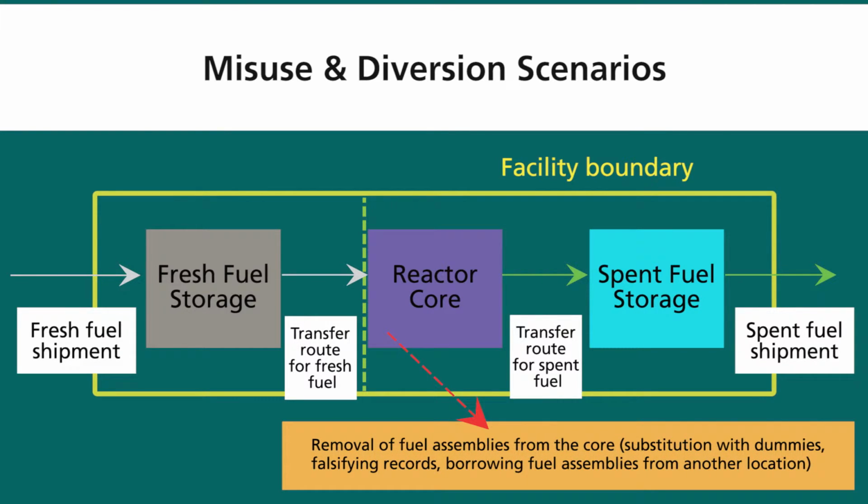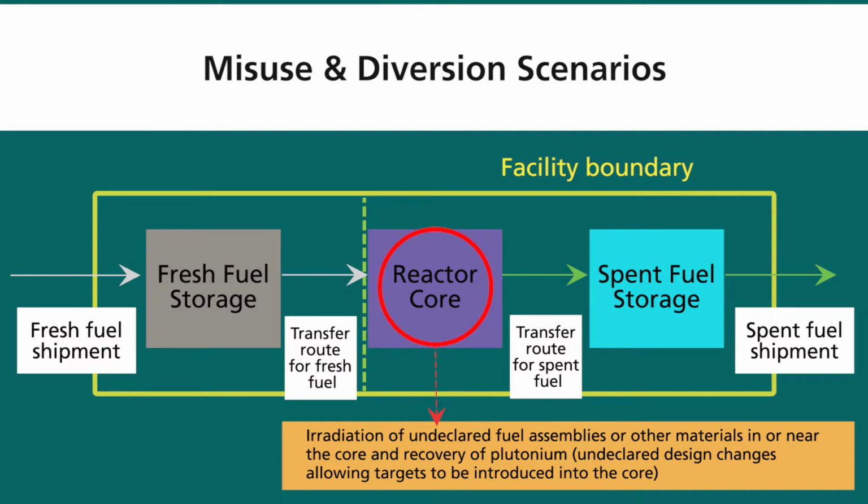Another scenario to consider is removal of fuel assemblies from the reactor core itself. Again, they could be substituted with dummies, or there could be falsified records or borrowing from another facility. Another diversion or misuse scenario could be irradiation of undeclared assemblies in the reactor, or use of maybe some sort of targets or something within the reactor core. Some concealment methods for this scenario would be undeclared design changes to allow targets or other assemblies to be introduced to the core from the declared storage location.